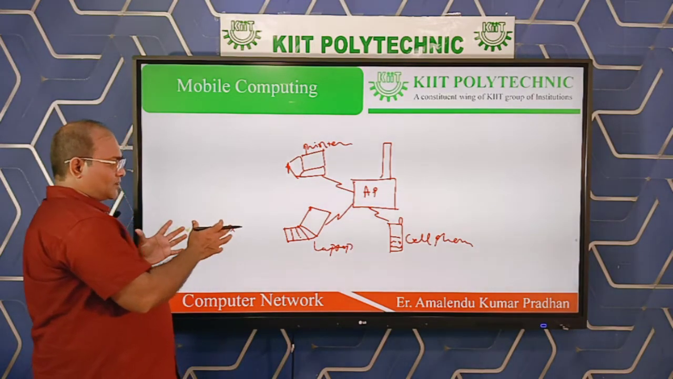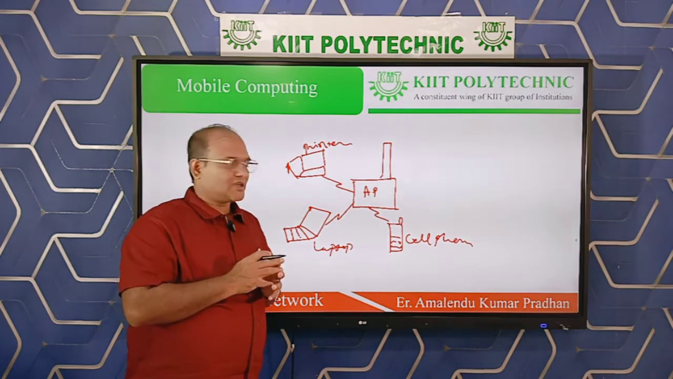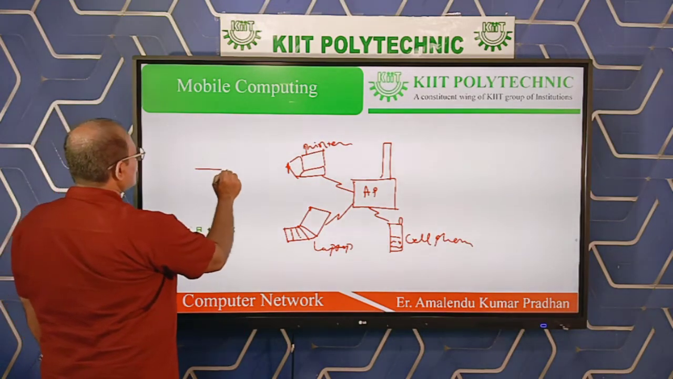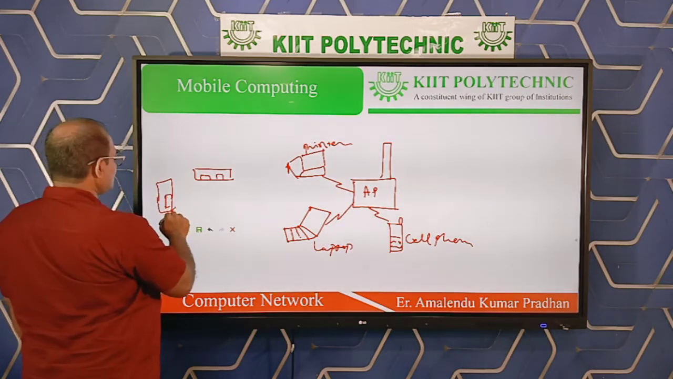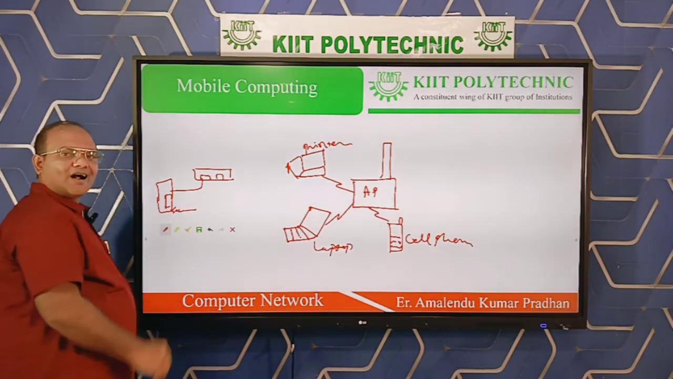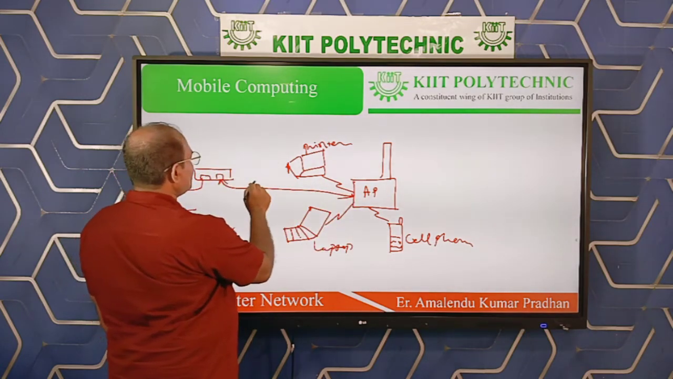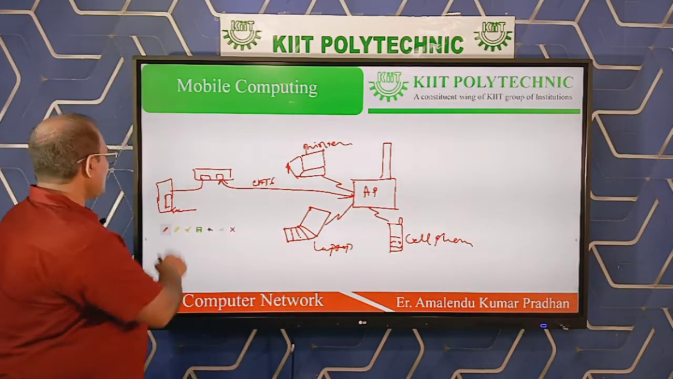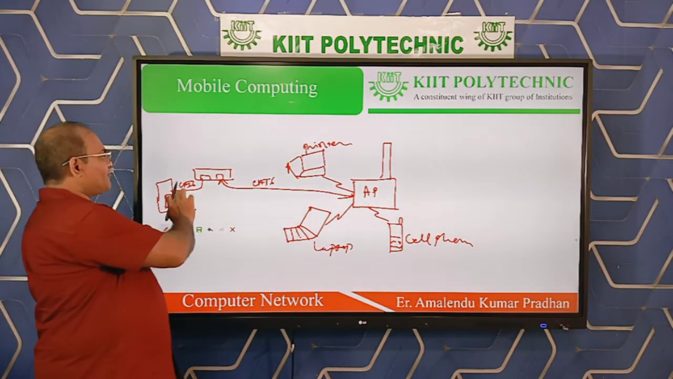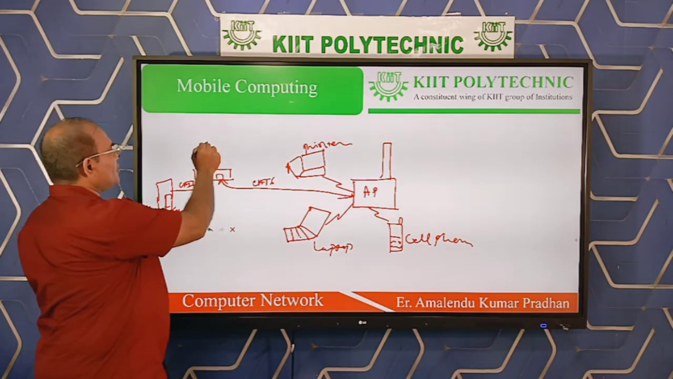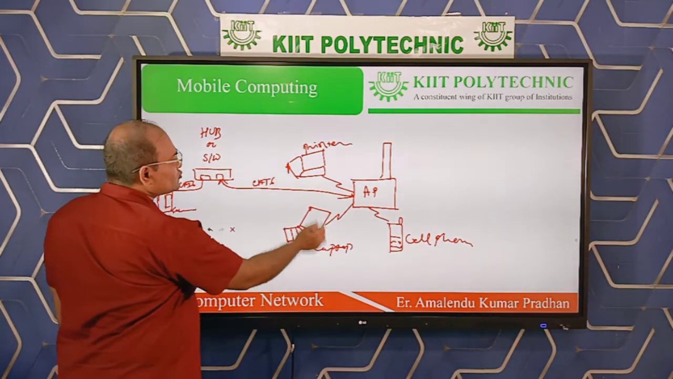So basically the wireless network always depends on some wired network. Wired network means, say, here is a server, hub or switch. This server is connected through wire, and this access point is connected through this cable. It's a CAT5 cable, CAT6. All this is also CAT6. So access point will get data from server through this hub or switch. When data has gone to the access point, then the users can access this data.